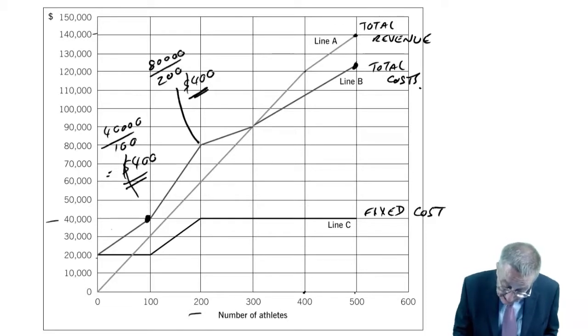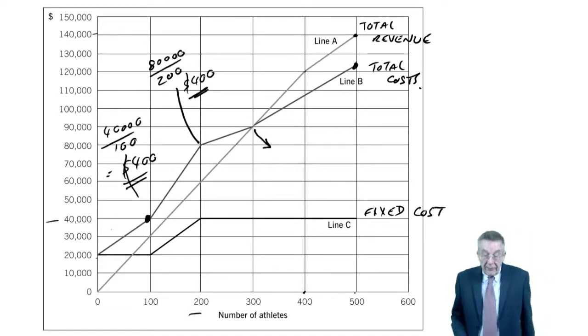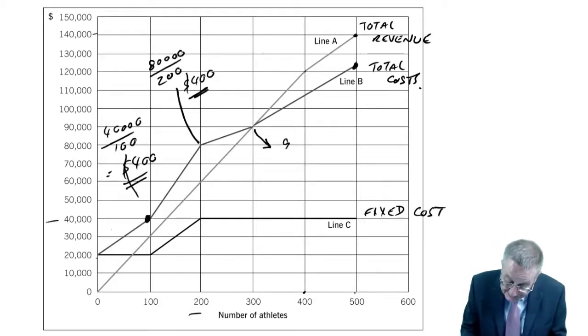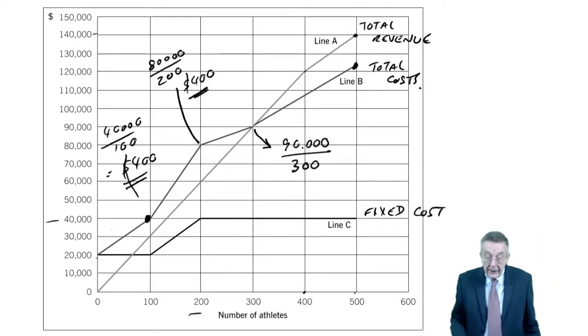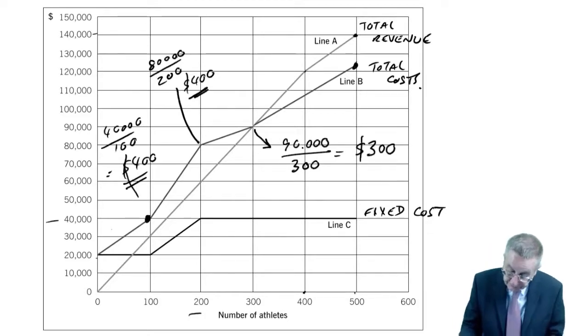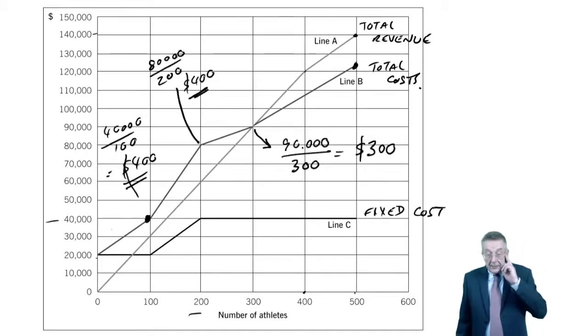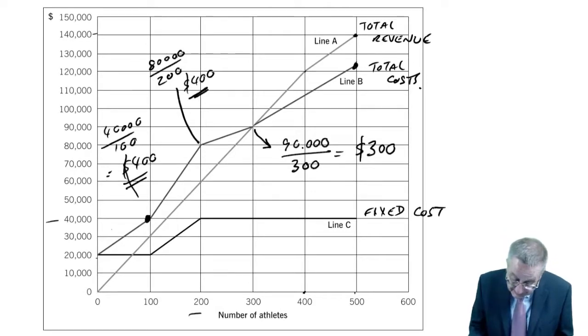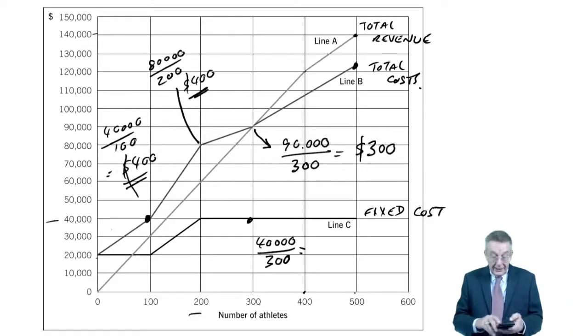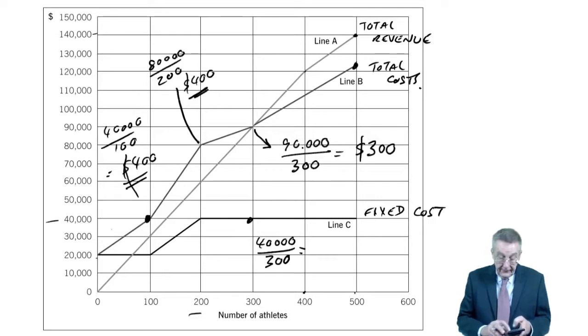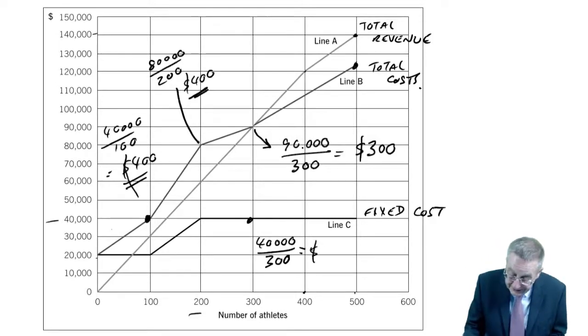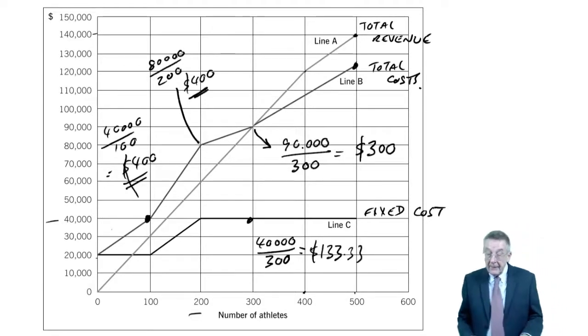There appears to be another change here. At that position, the total cost is 90,000, and that's for 300 athletes. And so the cost has changed to 300 per athlete, the total cost. And why has that happened? Well, the fixed cost is 40,000, and so per athlete, the fixed cost absorbs that: $133.33 per athlete. And so the variable cost has fallen.